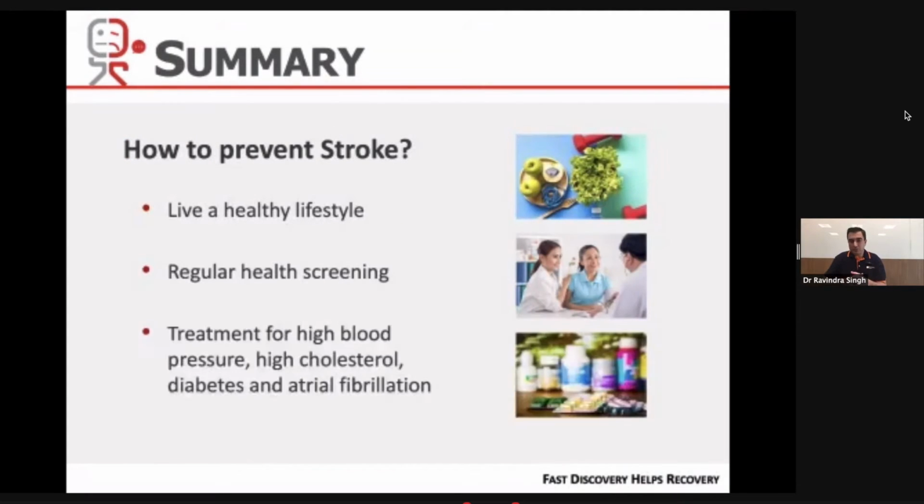How to prevent stroke? Live a healthy lifestyle, a balanced diet, a lot of exercise, and regular health screening. That means see your doctor or nearby GP regularly and follow the recommendations of your GP or doctor. And get treatment for conditions like high blood pressure, high cholesterol, diabetes, and atrial fibrillation.